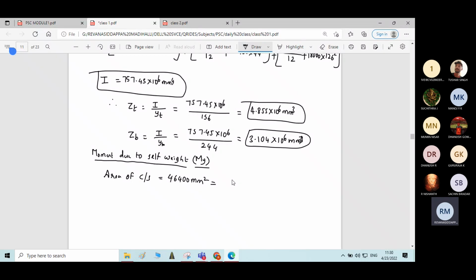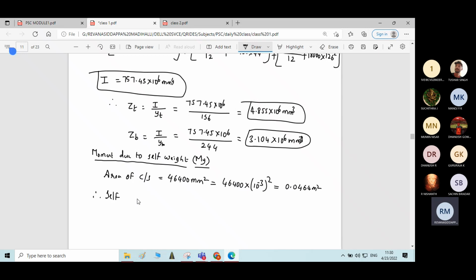But while calculating the sulfate, we should have the answer in terms of meter square. Convert this into meter square. 46,400 into 1 mm is equal to 10 power minus 3 meter, whole square. The answer will be 0.0464 meter square, the area of cross section A. Now you can calculate the sulfate.